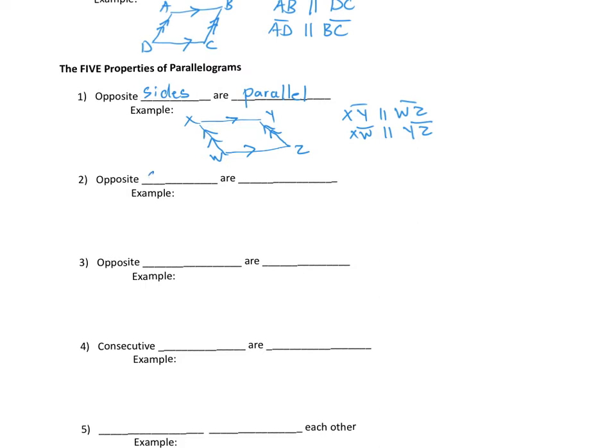Number 2, opposite sides in a parallelogram are also congruent. That means not only are they parallel, they have the same slope, but they also have the same length. So here, if I draw another parallelogram, call this A, B, C, D, opposite sides are congruent to each other. So AB is congruent to CD. AC is congruent to BD.